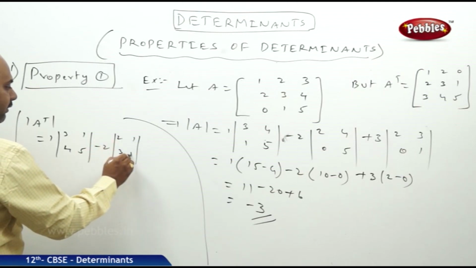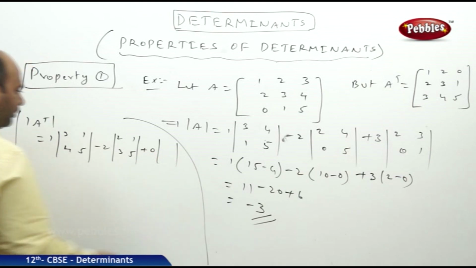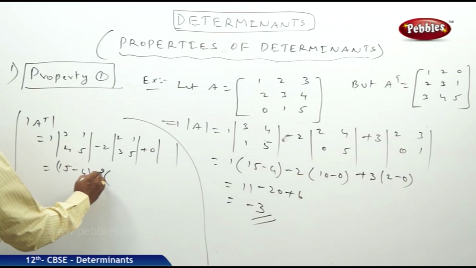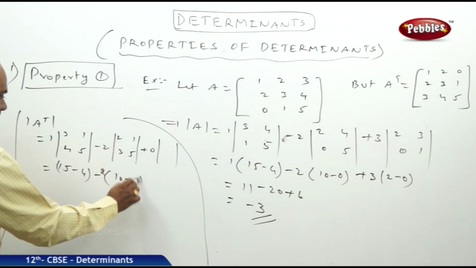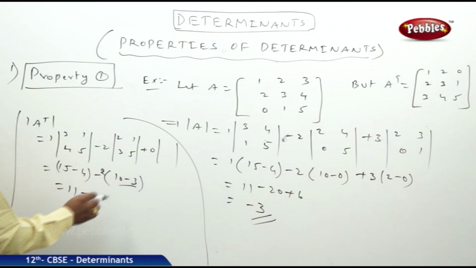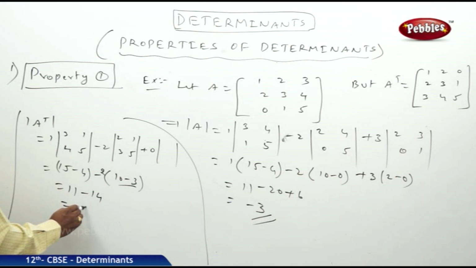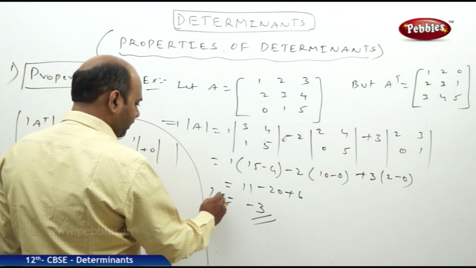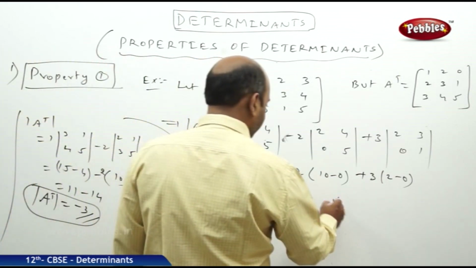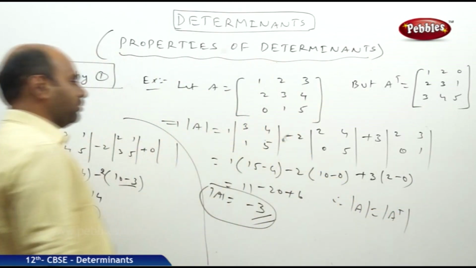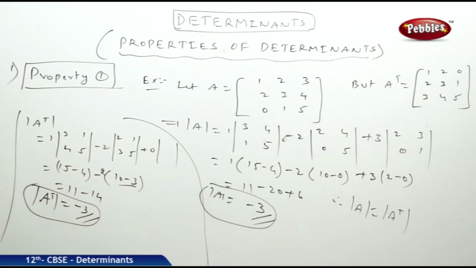2 1 3 5 plus 0 and anything will be 0. So here 15 minus 4 minus of 2 into 10 minus 3. So 11, and 10 minus 3 is 7, 7 into 2 is 14, 11 minus 14 is minus 3. If you observe carefully, the determinant of A transpose is minus 3 and the determinant of A is minus 3. Therefore, I can tell that A is equal to A transpose. Right? So, property 1 is clear.